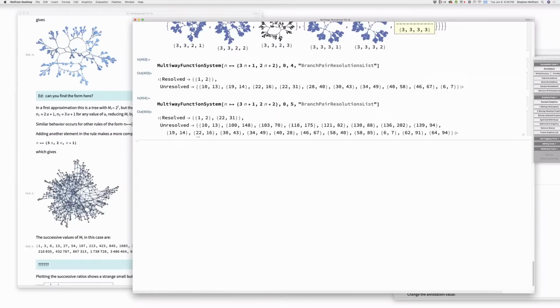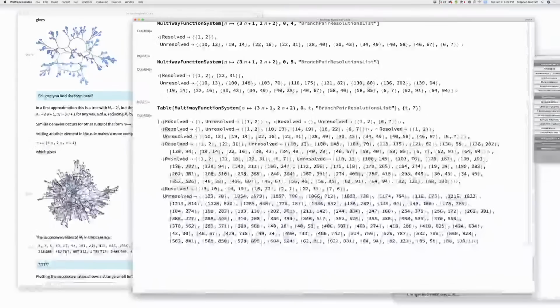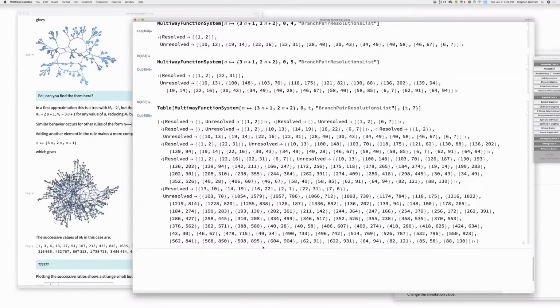So let's just generate these for up to some value. Okay, so let's say t up to 7, live a little bit dangerously. And maybe we just want the number. Well, let's just actually look at them. So this is going to tell us which new branch pairs there are. Okay, what a big mess. All right, so let's take a look here. Basically we just want to say length, map length onto that at level 2.